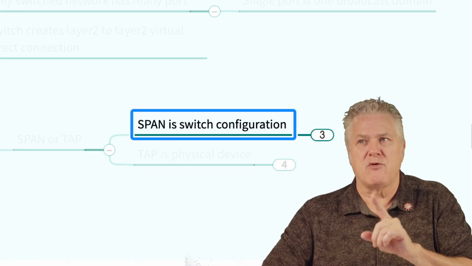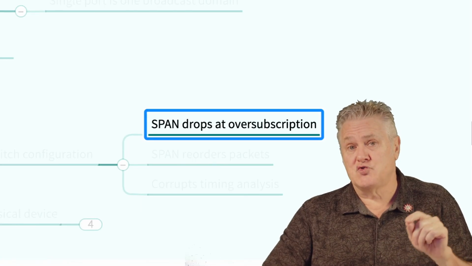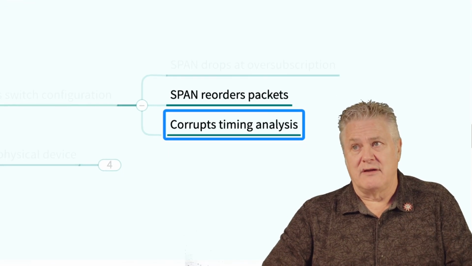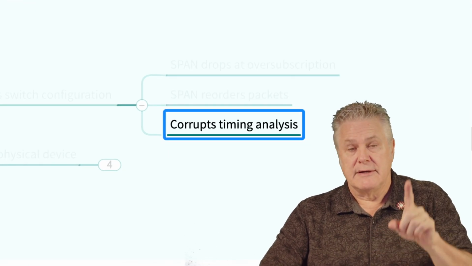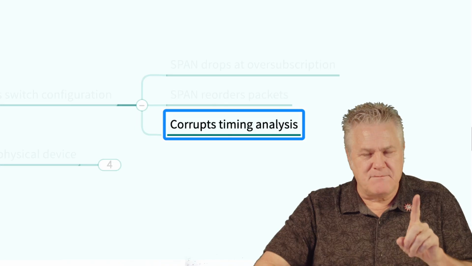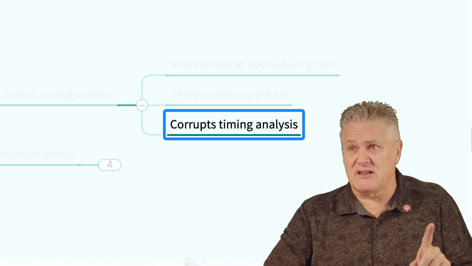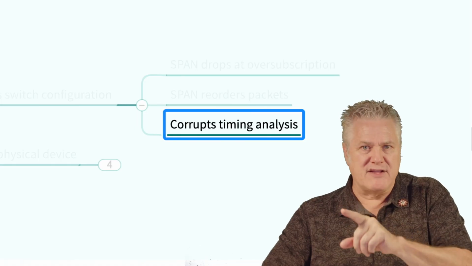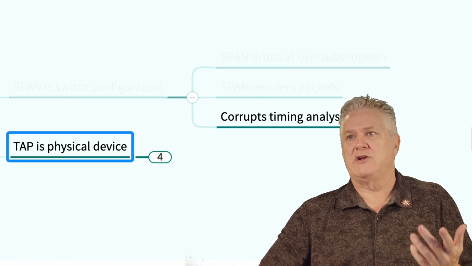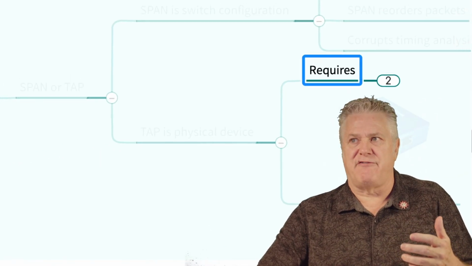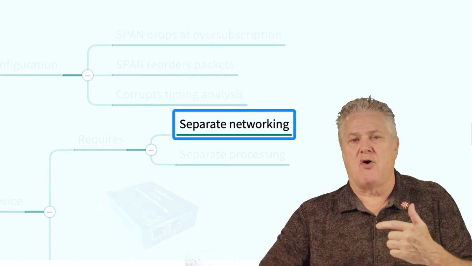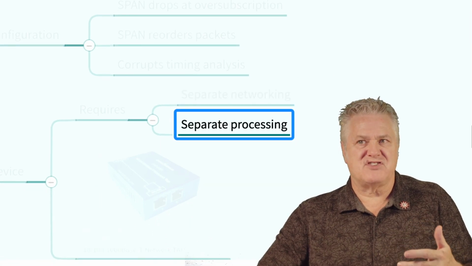But that SPAN port switch configuration can drop packets. It is possible. It can reorder packets, and it can corrupt timing analysis. Now, if you're doing only incident response, this may be good enough for you. But if you're going to the forensic level, you cannot do this, because forensically, you won't be able to present this in a court of law and prove that there weren't packets dropped. Okay, so what do we do? Well, that's where we bring in a tap, which is a physical device. That's going to require separate networking to communicate back to our collection station and separate processing of all those packets.